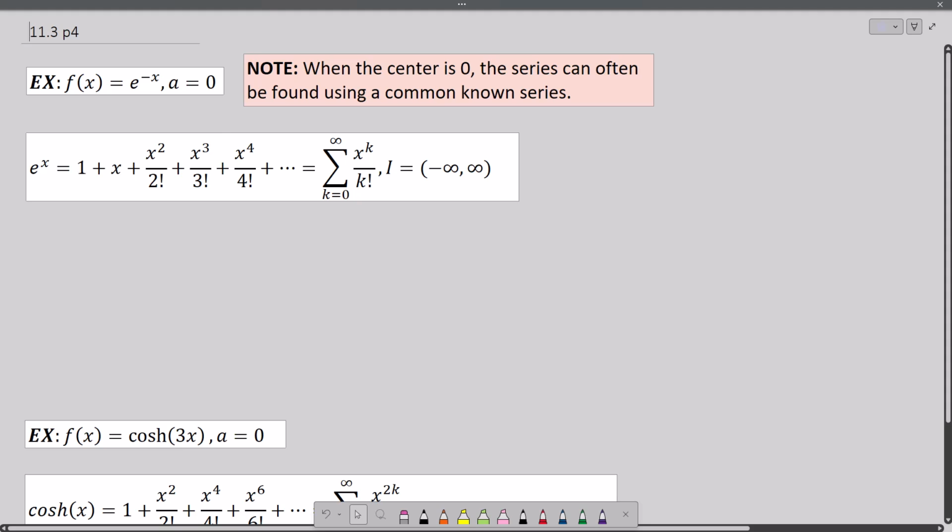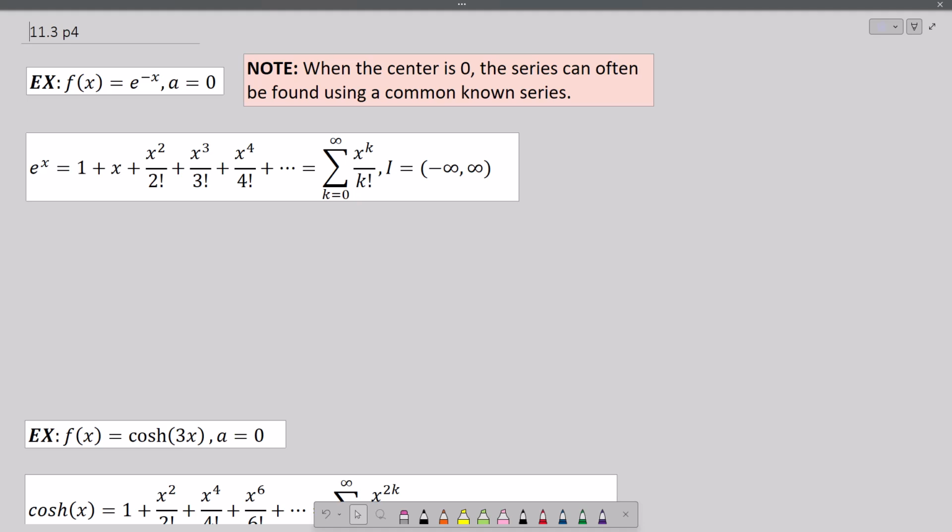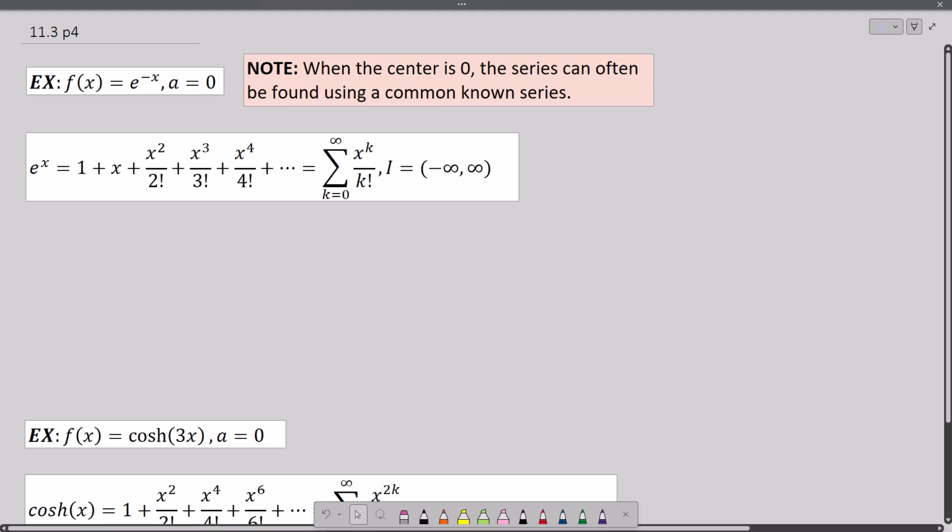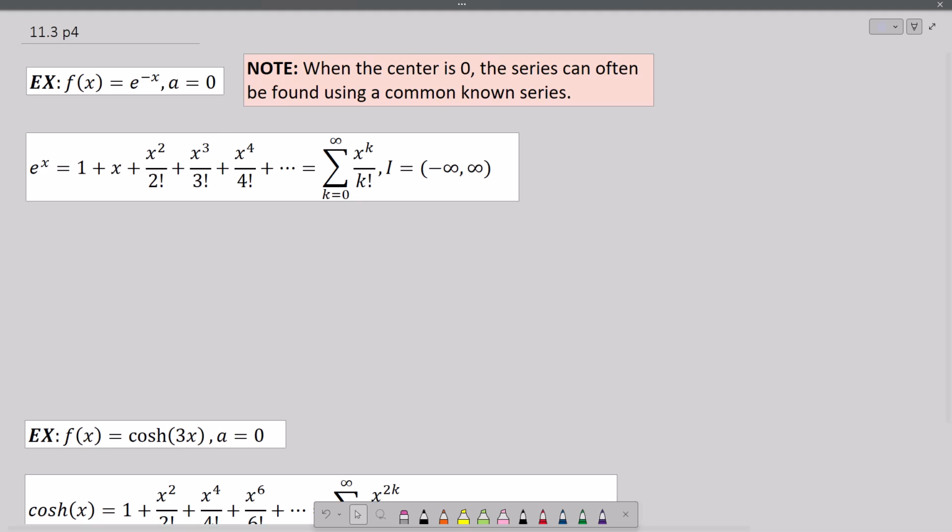So, big difference here. Here, let's look at a Maclaurin series, so a Taylor series, but the center is at 0. As soon as we are trying to find a power series representation of a function and the center is 0, we should be thinking of those common power series.